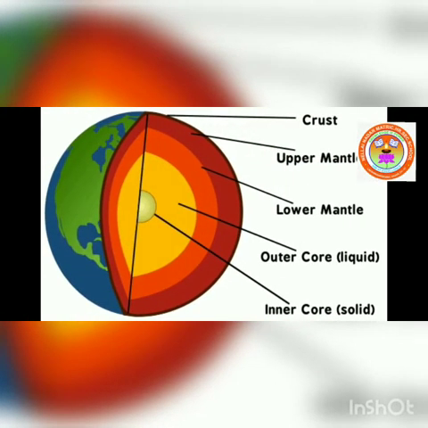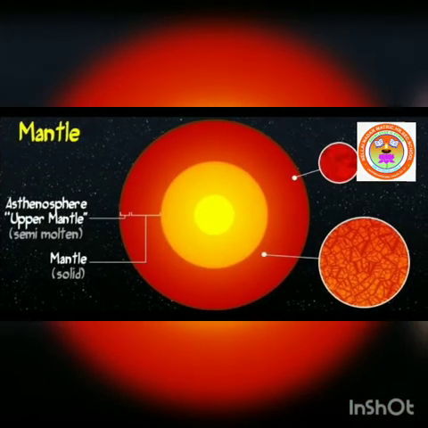Next, the mantle. The interior part beneath the crust is called the mantle. Here you can see all the parts, upper mantle and lower mantle, which is about 2900 km thick. In the upper part of the mantle, the rock remains solid, whereas in the lower part of the mantle, rocks are in molten form. This molten rock inside the Earth is called magma. Here you can also see the interior part, and the upper mantle, which is semi-molten and solid.